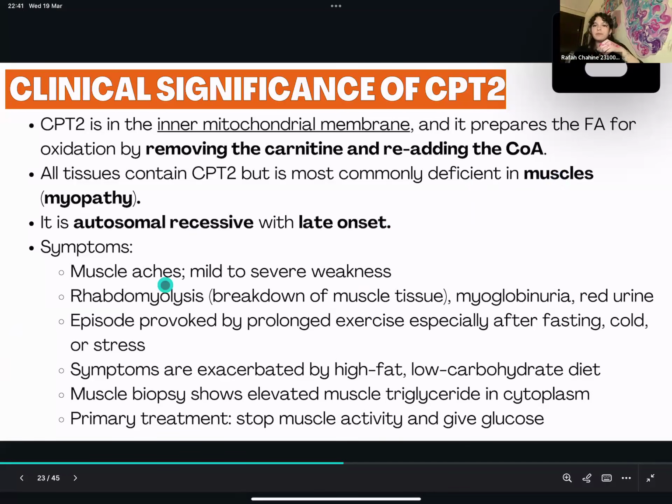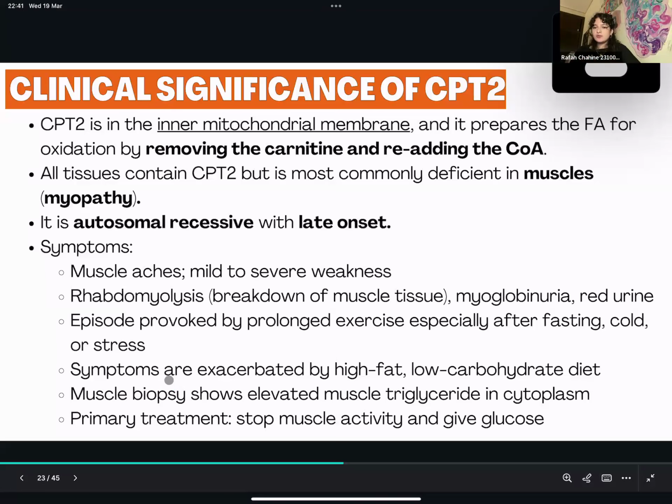But yeah, so CPT2, it's in the inner mitochondrial membrane. Its main function is to re-add CoA to the activated fatty acid. But in this case, it will not be able to do that, so we cannot undergo beta oxidation. So all these tissues mainly contain CPT2, but the most common deficiency is going to occur in the muscles, and this is called a myopathy. And it is autosomal recessive and it has a late onset.